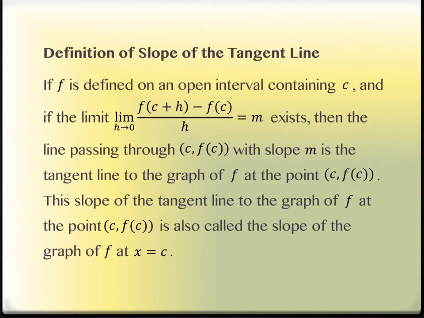So if we have a function and it's defined in an open interval containing c, and if the limit that we're trying to get to exists, and we're going to talk later in this lesson about when limits won't exist for these kinds of things, then the line passing through the point c, f of c, with the slope m is the tangent line to the graph of f at the point c, f of c. The slope of the tangent line to the graph of f is also called the slope of the graph. And it's going to have more names by the time we're said and done. We call it the slope of the tangent line, we call it the slope of the graph.